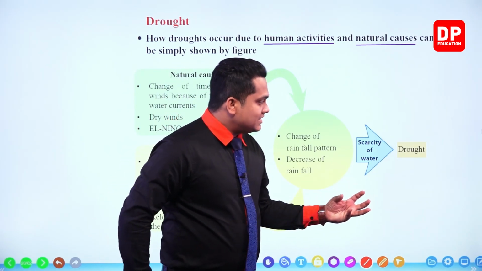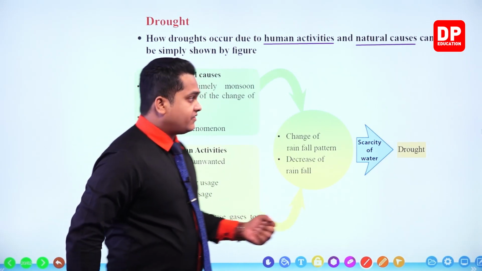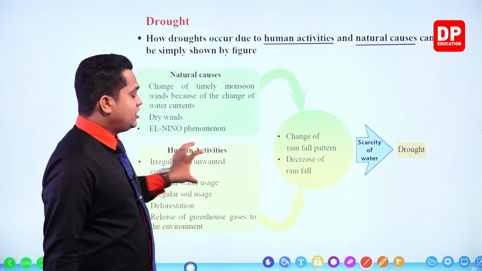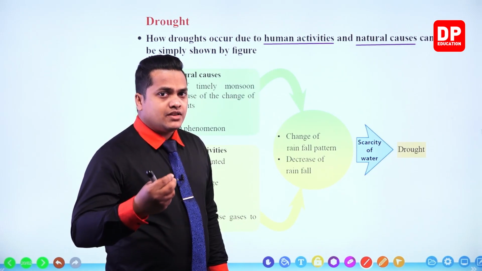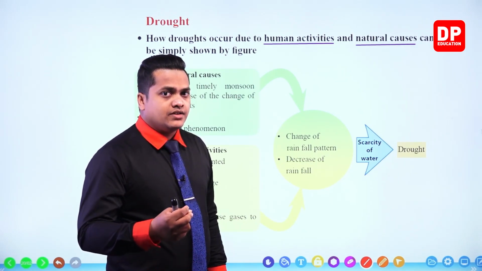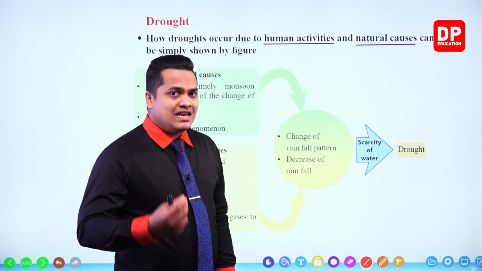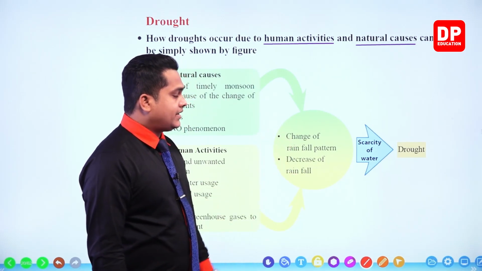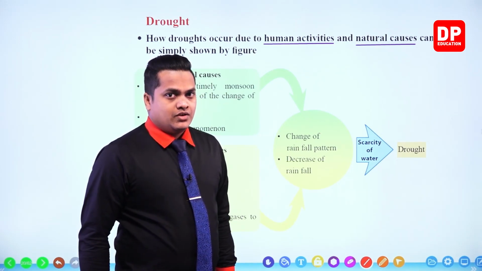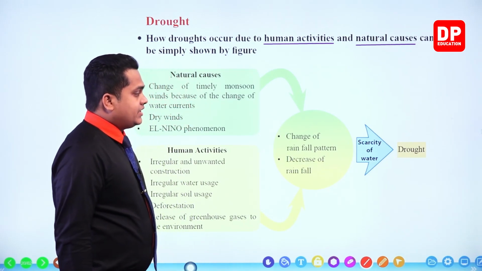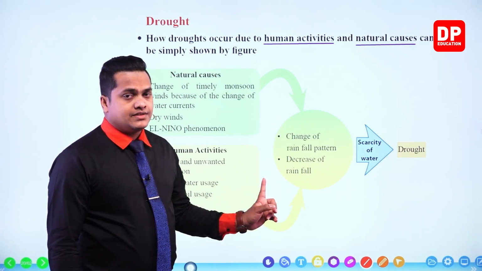So this is a flow chart to show how drought is going to occur because of natural causes and because of human activities. No matter the natural causes, no matter the human activities, the main thing which is going to create a drought is the scarcity of water. Scarcity of water mainly happens because of change in rainfall pattern and due to decrease or lack of rainfall. So within this flowchart, my dear children, you can observe how the drought is going to occur because of the reasons that we have mentioned above.